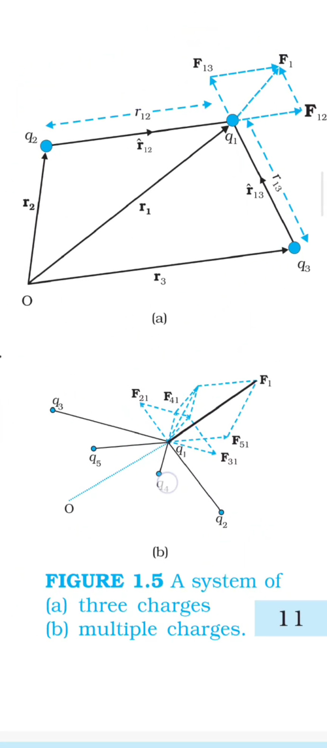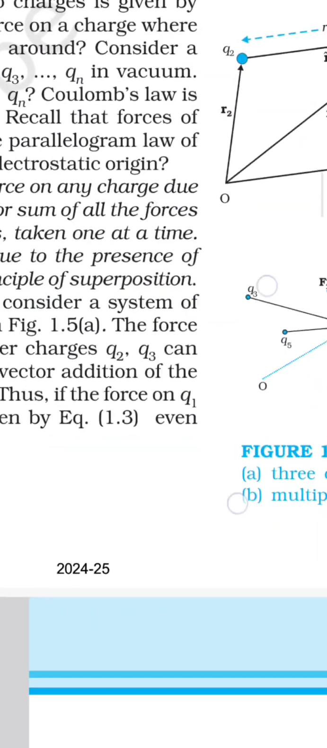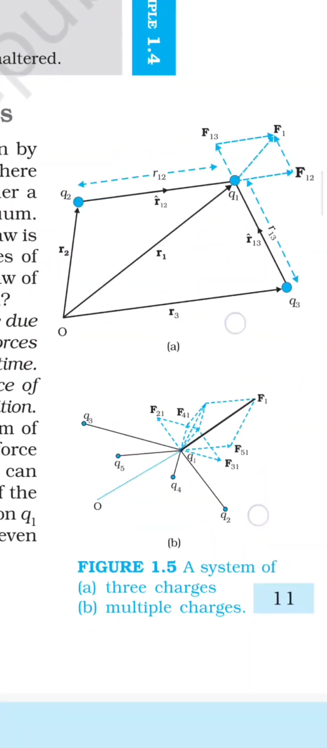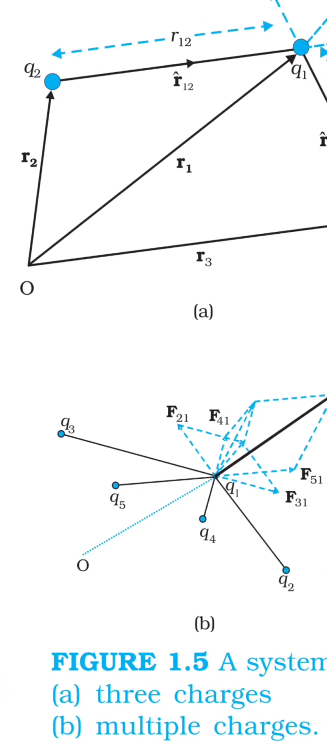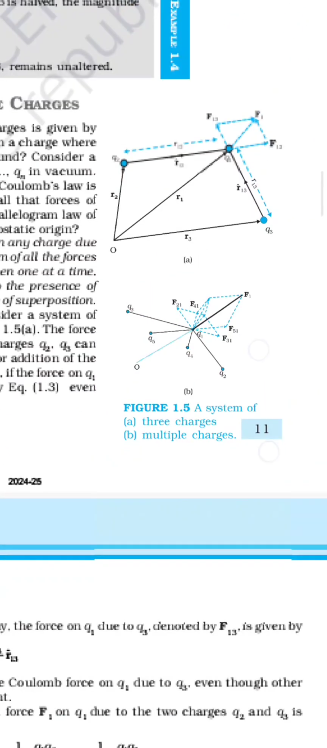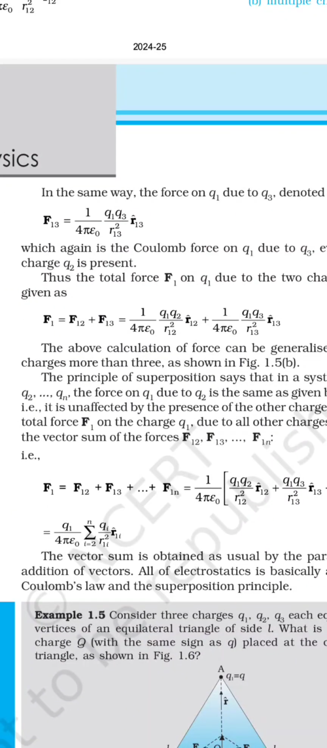Similarly, here there are multiple charges, the system of three charges. Here there are multiple charges. Okay, so we have force 1, q1, q2, q3. So q4 gives F41, F21, q2, F31, q3, and F5 like this. Okay, next. So we can calculate each. F1 is nothing but F12 plus F13 plus F14 and so on. Basically it is just the addition, the parallelogram addition of the vectors.